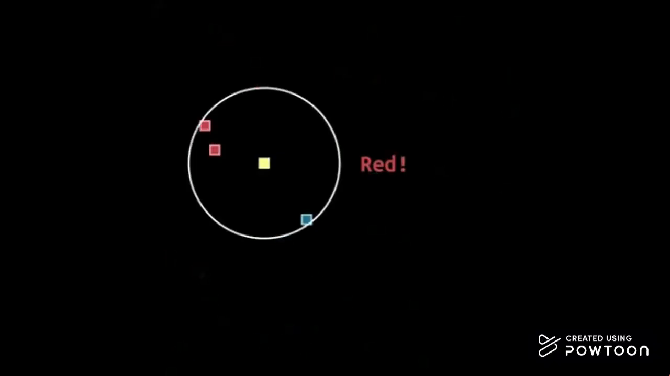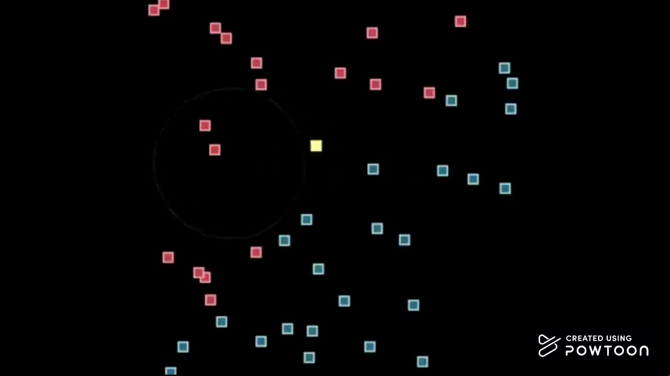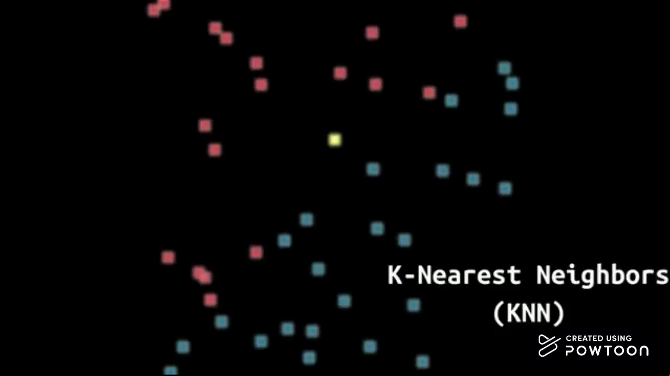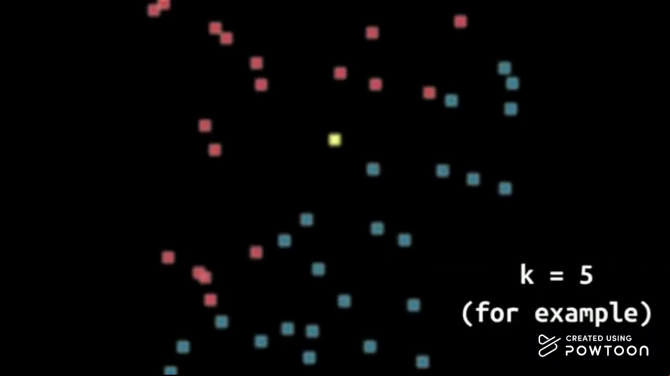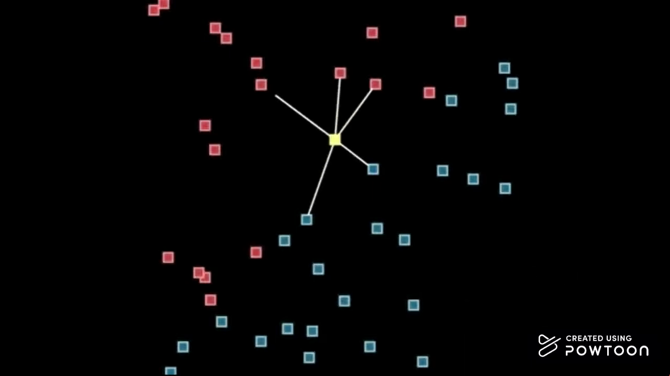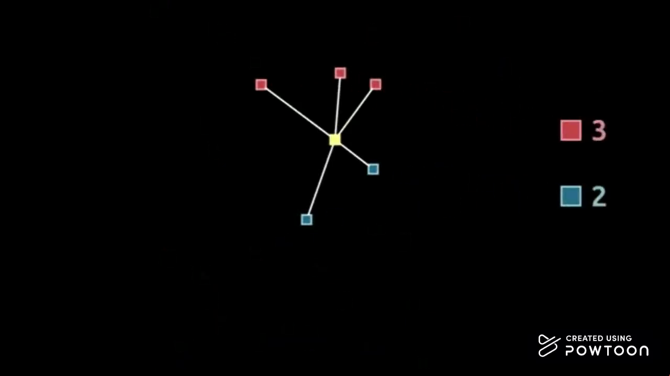That instinctive approach, looking at the nearest neighbors and making a decision based on their labels, is exactly how K-nearest neighbors, or KNN, works. First, we choose a value for K, which represents the number of neighbors to consider. Then we find the K-nearest points to the new data point. We look at their labels. Are most of them red or blue? And finally, we ask.